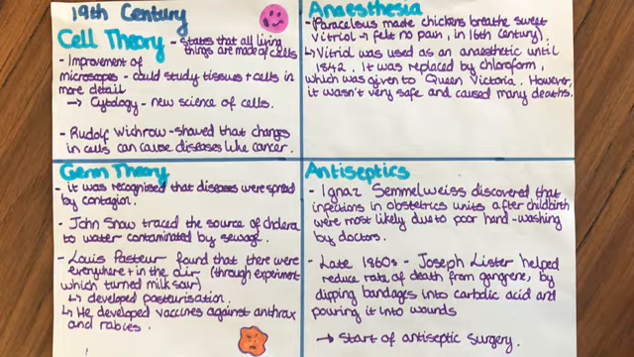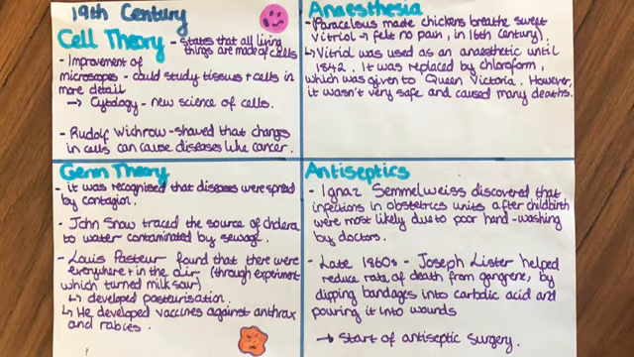Another development was in germ theory, and it was recognised that diseases were spread by contagion. John Snow traced the source of cholera to water contaminated by sewage, and later Louis Pasteur found that germs were everywhere and in the air, and he developed pasteurization. He also developed vaccines against anthrax and rabies.